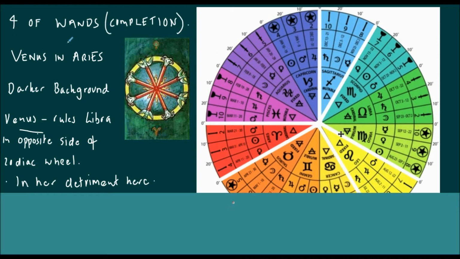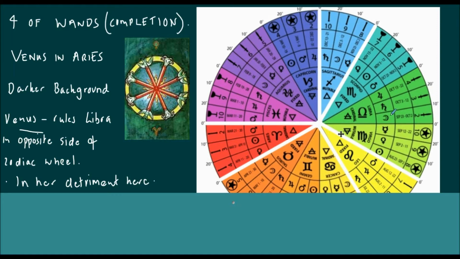So for the Four of Wands, we have Venus in Aries. We've got a darker background here. You can just about see the Venus and Aries on this card, and we've got a sense of completion in this wheel-like structure with the four wands. So we have Venus in Aries.